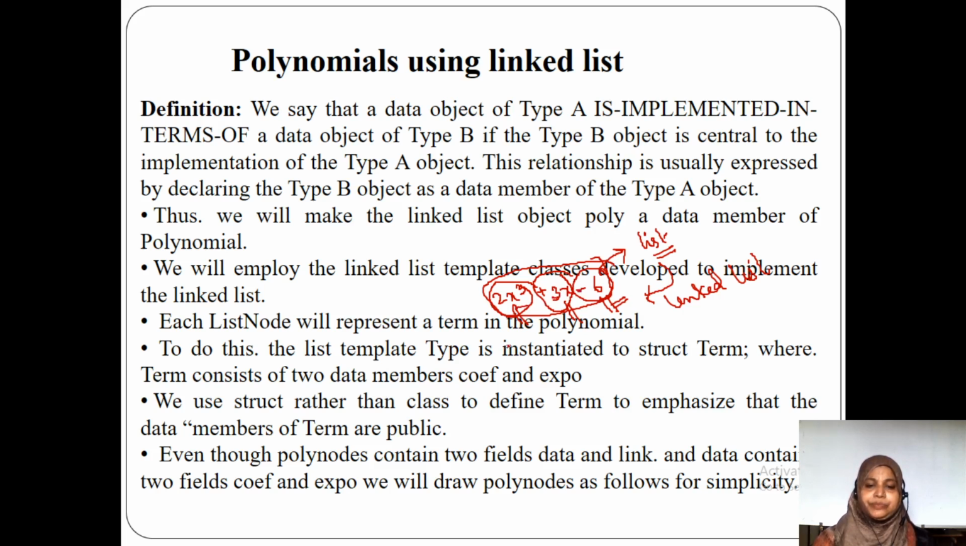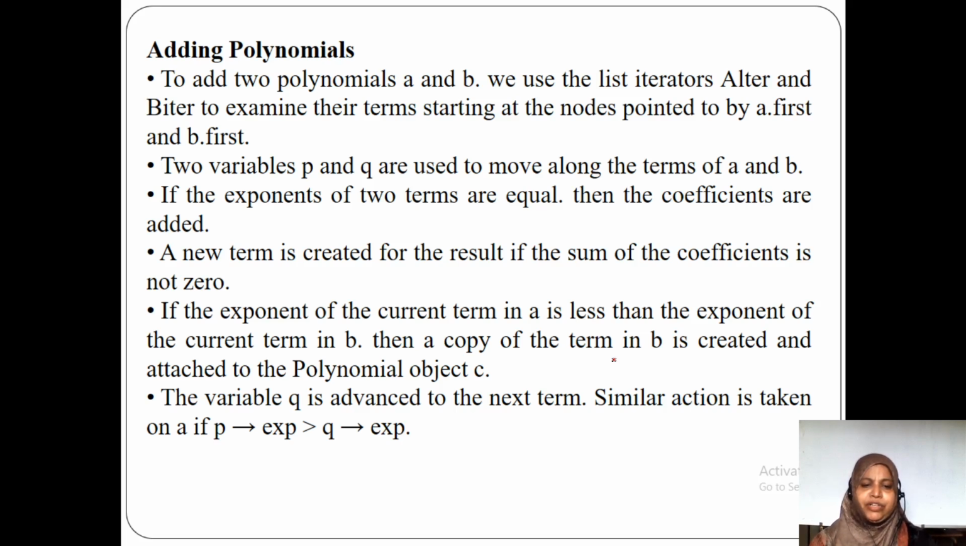Here we are going to use one template. By using this template, we are going to implement these polynomials, right? We are going to implement these polynomials by using structures. Now, how are we going to perform the addition of two polynomials? For example, to add two polynomials a and b, we have to use two list iterators, which means we have to use two lists.